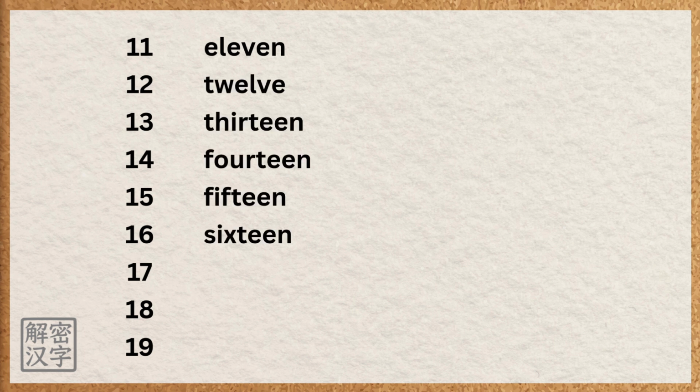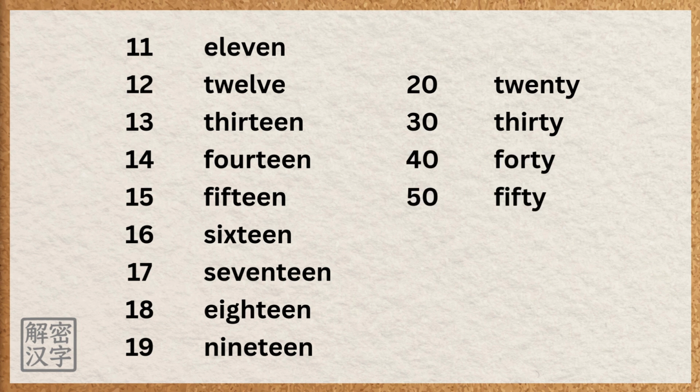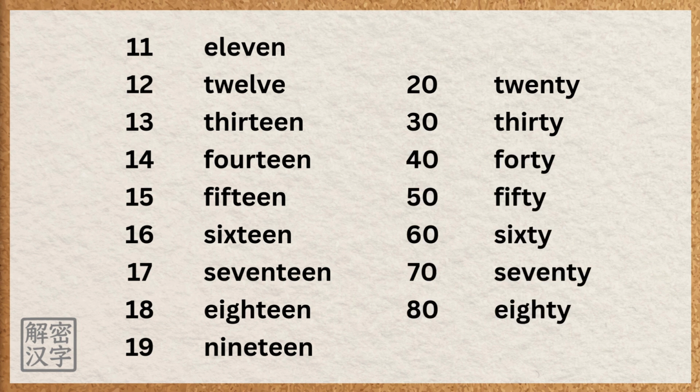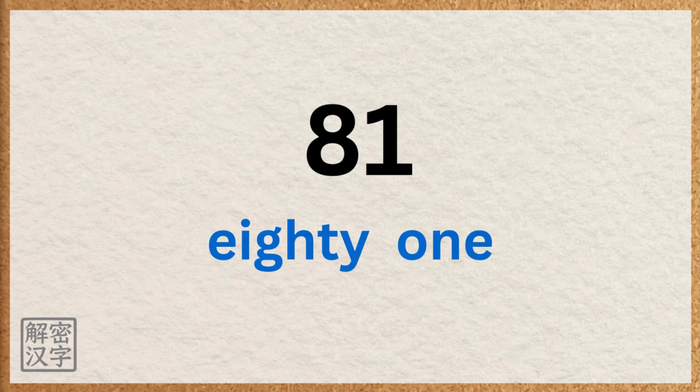In English, the numbers 11 to 19 are special. Each one has its own unique name: 11, 12, 13, 14, 15, 16, 17, 18, and 19. After that, we have separate words for the multiples of 10: 20, 30, 40, 50, 60, 70, 80, and 90. To form any other two-digit number, we just combine a tens word with a ones digit. It's pretty straightforward, right? Well, in Chinese, it's even simpler.